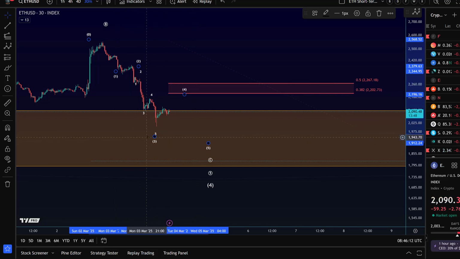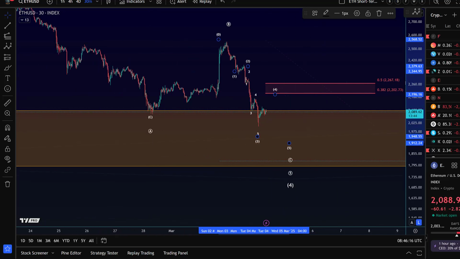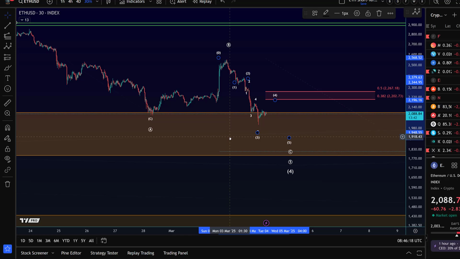So not much more to say. We are definitely approaching the next key level here. But as long as rallies remain corrective, there is not really any high probability turnaround structure that we could refer to. Yeah, no long trade setup on the smaller time frame.